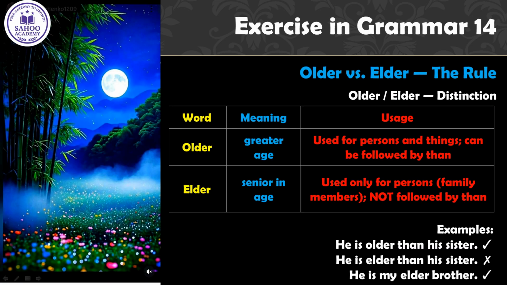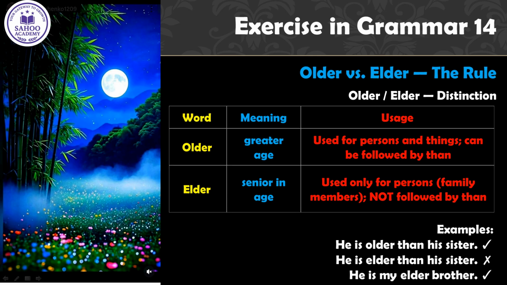Now let's learn a very common confusion in English, older versus elder. Both words talk about age, but their usage is different. Older means greater in age. We use older for people and things, and it can be followed by than. You have to remember this. Example, he is older than his sister.